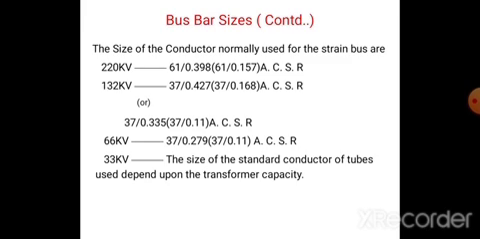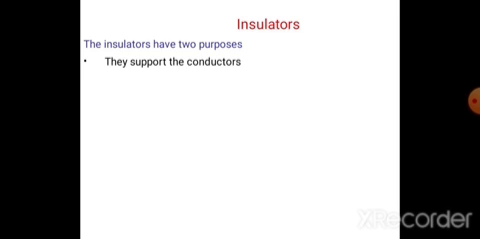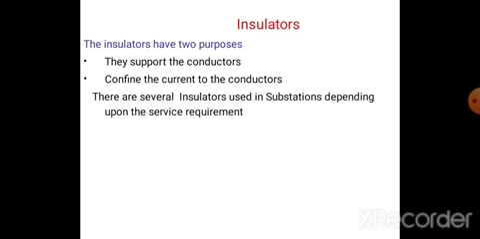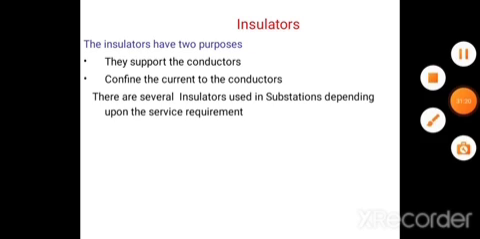The size of the standard conductors or tubes depends on the transformer's capacity. So the size of the conductor depends on the kV line or the transformer capacity. And insulators: insulators support the conductors and confine the current to the conductors.